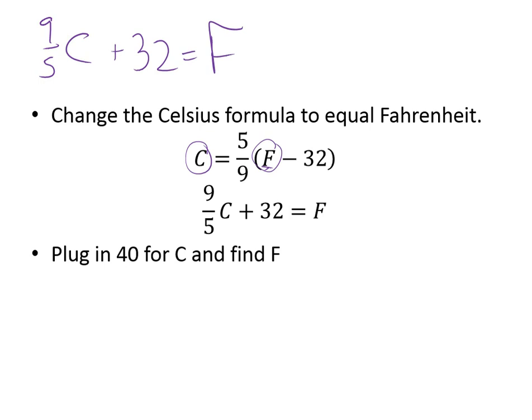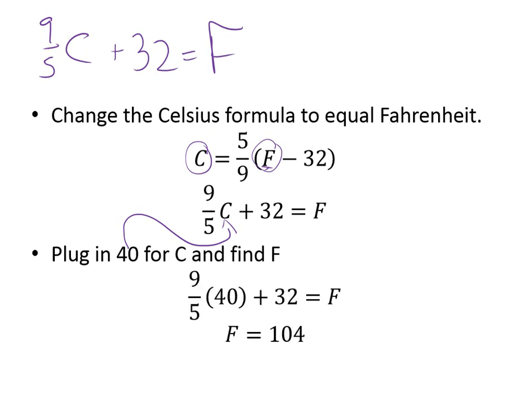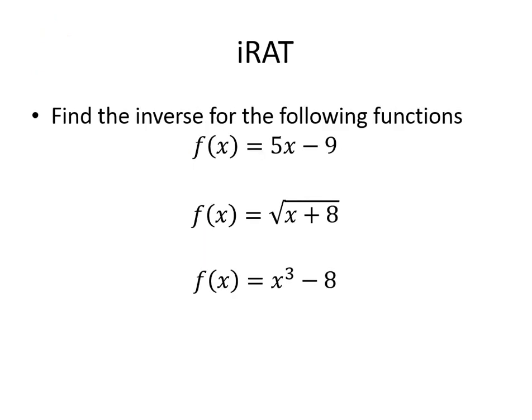Now all we have to do is take 40 and plug it in for our C. And then we're able to figure out that it's about 104 degrees Fahrenheit. So it's about 104 degrees Fahrenheit right now when he's playing baseball down in Venezuela. So that's one of the important things that an inverse can do.